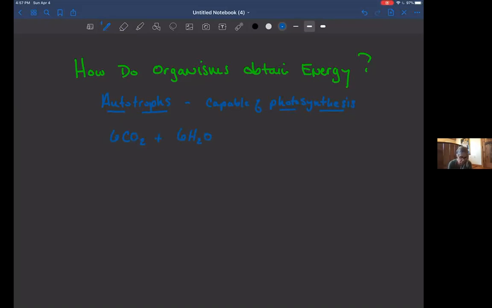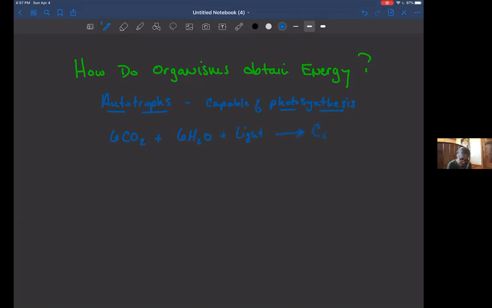The water and the carbon dioxide, we have to break those molecules, so this is not a spontaneous process. This takes light, so I'm going to put light here. That's the light energy, a form of kinetic energy that is then converted into chemical energy.